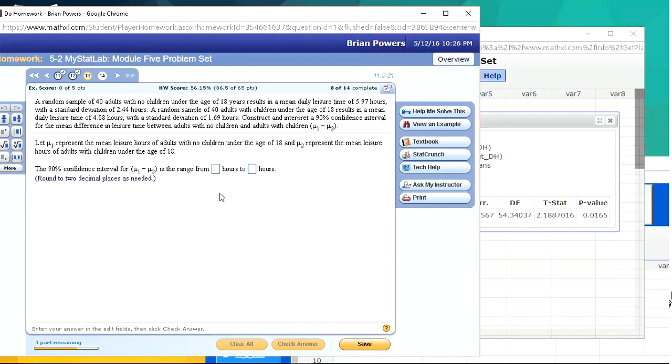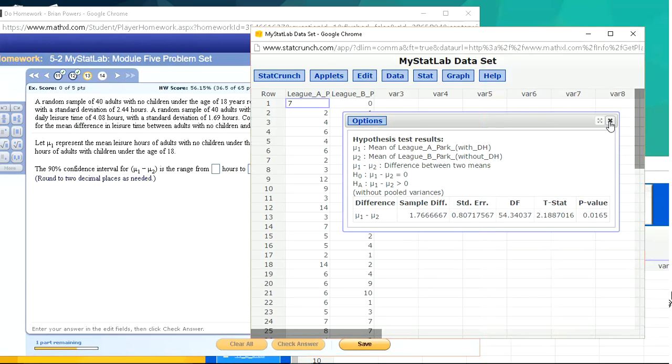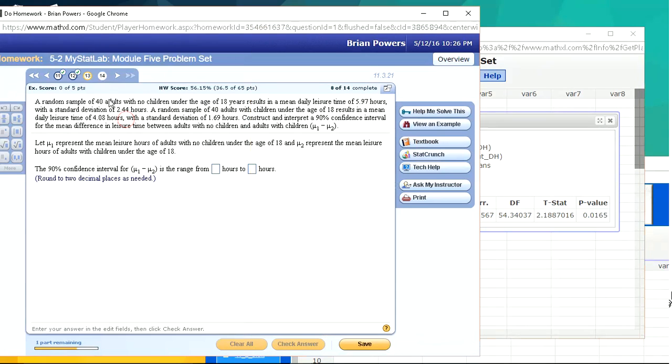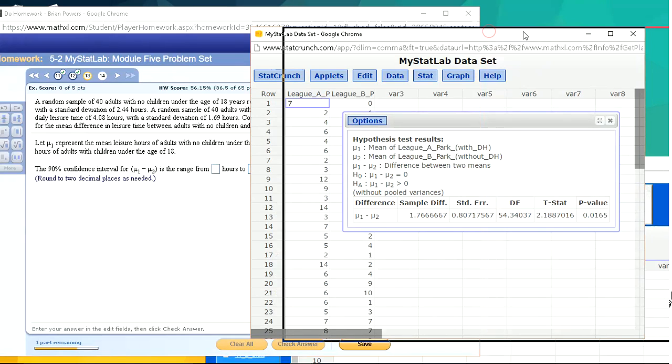I'm going to just see if there's anything else we want to look at. Confidence intervals for, let's see, a difference of population means. We can do this here. So a sample of 40 adults with no children, and then a random sample of 40 adults who do have children. Okay. So let's make a confidence interval for this.